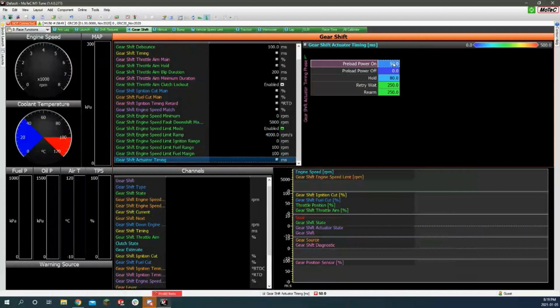This is the same graph we had before, how it turns the power on to the shift solenoids, and then it shifts. Once it decides that the transmission is unloaded, like the dogs aren't pressing against each other too hard, then it waits a certain amount of time before it'll try to shift again.